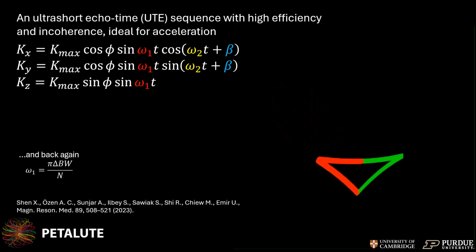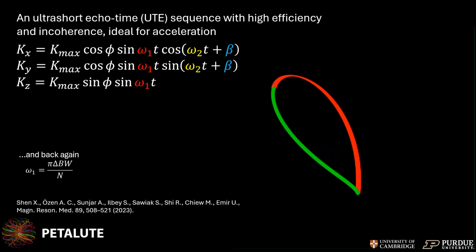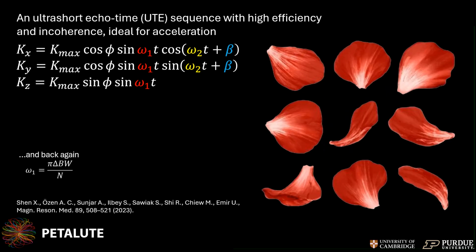Whole k-space coverage is achieved by varying beta to flip around xy, and by varying phi to go around the z-axis.